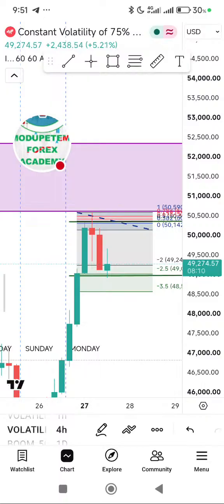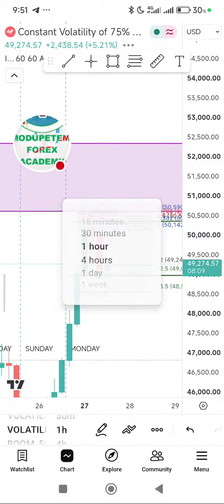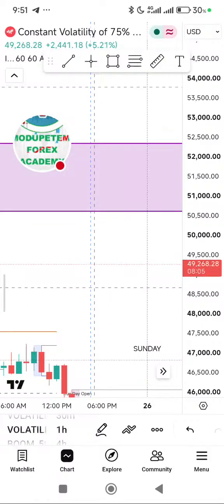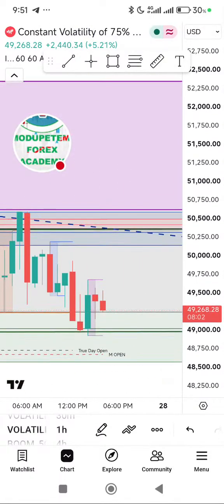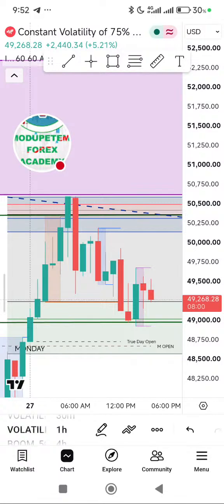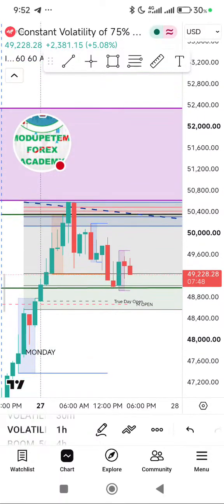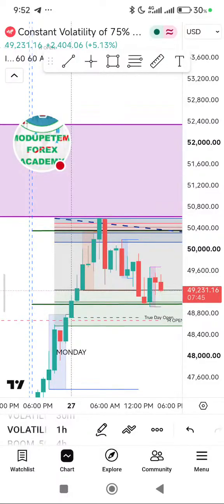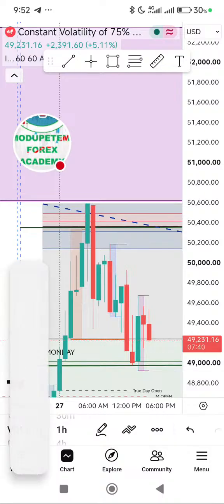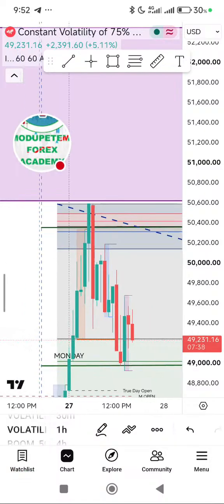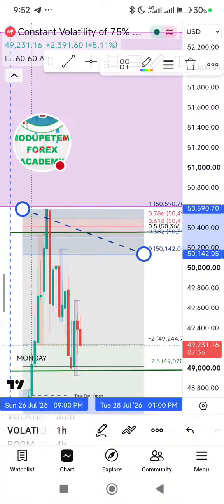Let me go down to the 1 hour time frame and redraw my range again. On my 1 hour, if I want to be drawing the range, you can see this is my Fibonacci.